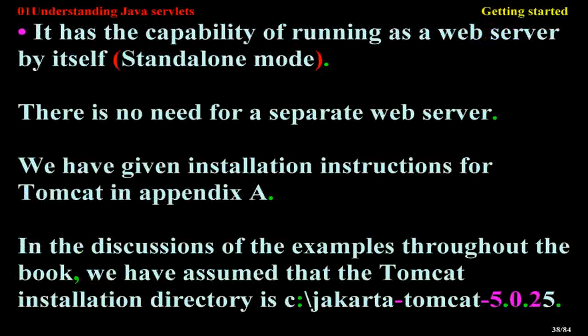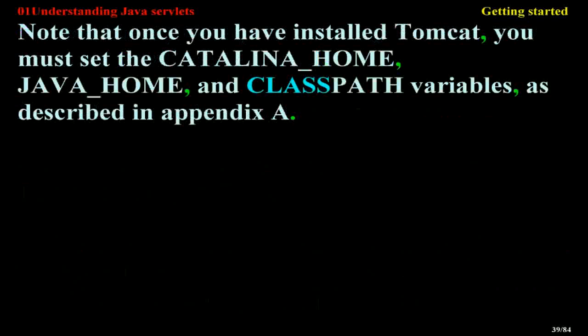We have given installation instructions for Tomcat in Appendix A. In the discussions of the examples throughout the book, we have assumed that the Tomcat installation directory is C:\Jakarta\Tomcat5.0.25. Note that once you have installed Tomcat, you must set the CATALINA_HOME, JAVA_HOME, and classpath variables, as described in Appendix A.